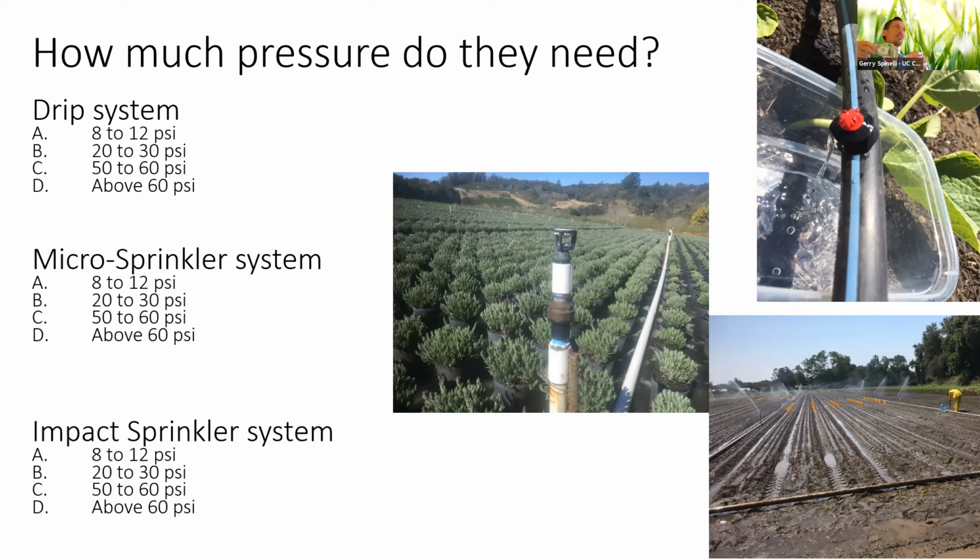This may look silly for some of you, but I want you to guess how much pressure you need for a drip system, how much pressure you need for a micro sprinkler, and how much pressure you need for this big Rainbird, so-called Rainbird impact sprinklers that are used a lot in vegetables. So you have just 4 answers here, and I'm going to leave you just another second.